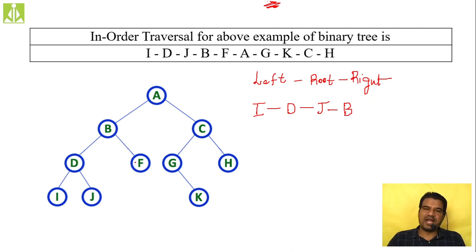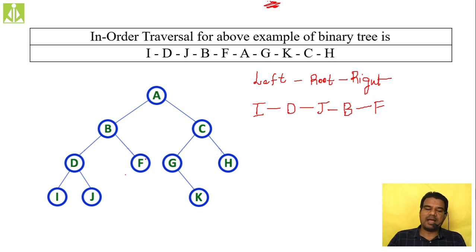Do we have any left child? When F is root node, I have to check left first because we have to visit left first. So try to visit the left of F. Is it having any left? No. So after left, what do I have to do? Visit the root. F is my root, so visit F. After visiting root, I have to look for right. Is F having any right? No, it is not having any right.